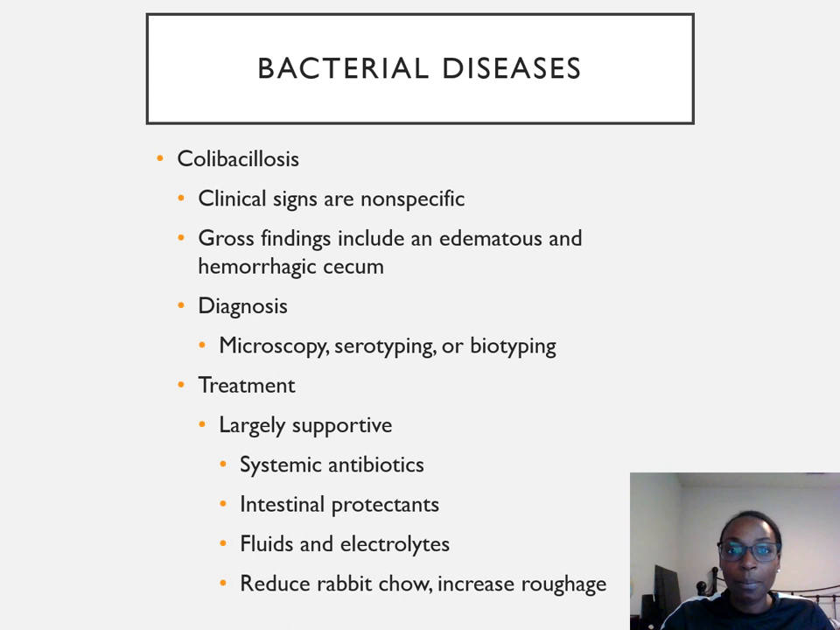Treatment is going to be largely supportive, as with all the enteritises that we're going to speak of. We can give systemic antibiotics. We can give an intestinal protectant, a GI protectant, something that's going to coat the GI tract. Obviously, fluids and electrolytes are going to be helpful here. We can also reduce the amount of feed that we're giving the rabbits, but increase roughage. Roughage will be things like hay, or even sometimes apples or fruits, things of that nature, just to try to settle the stomach as best we can.